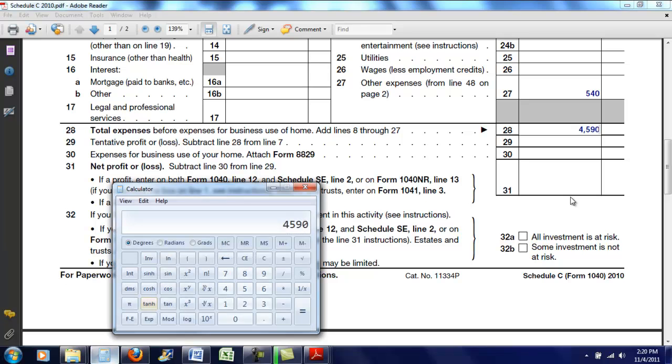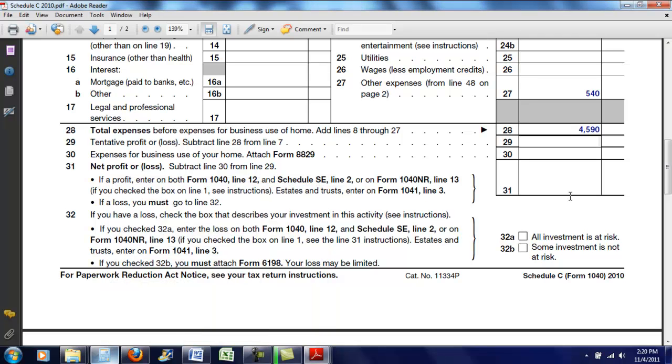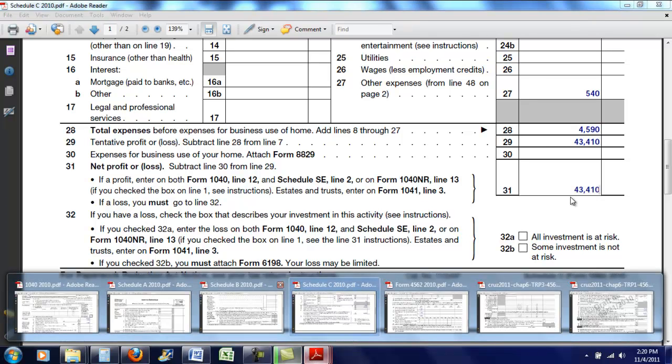We are then going to subtract that from her $48,000 worth of income. So she has $43,410 on line 29. She doesn't use her home as an office, so she has $43,410. So this is her self-employment income on her Schedule C. We're going to take this number and put it back on our 1040, line 12.